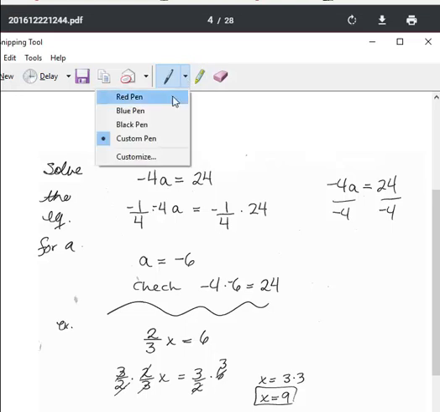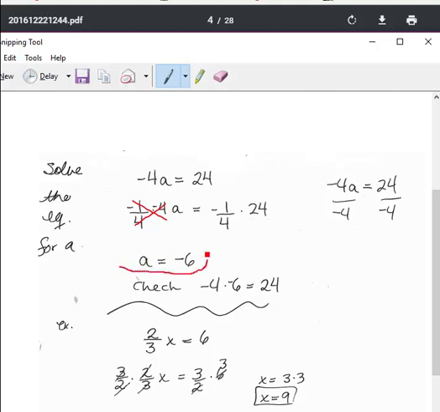So for example, if I say negative 4a equals 24, I can multiply by negative 1/4 because I take the reciprocal, but if I multiply this side, I need to multiply the other side by negative 1/4 to keep the equation balanced. Here, the negatives will cancel out, the fourths will cancel out. I'll be just left with a on the left side. Negative 1/4 times 24 is the same thing as negative 6. So there's my answer. I can check my answer. Negative 4 times negative 6 gives me a positive 24.